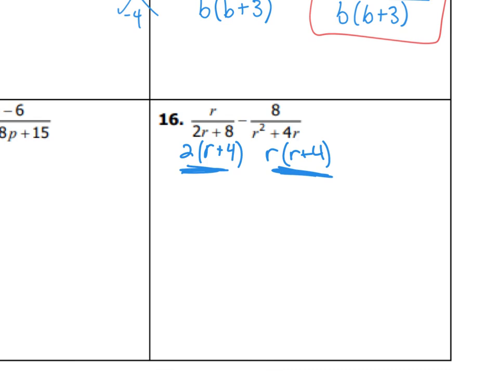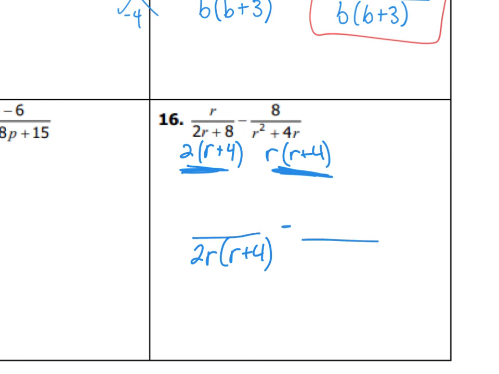Okay. So I need a common denominator that will have both of these things in common. Something that will absorb all of that. So if I look, they both have r plus 4, right? Okay, so I know that's probably going to be in my common denominator. And then 2 and r. What will 2 and r both go into? 2r. So let's just do 2r times r plus 4. Wouldn't you agree? That'd be a good one? Okay, cool.